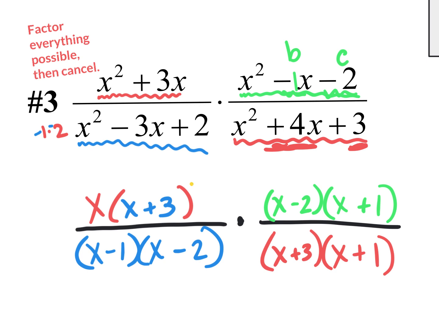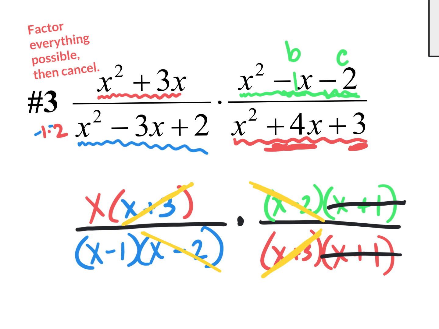X plus 3 up here will cancel with the x plus 3 down there. X plus 1 down here will cancel with the x plus 1 up there. Anything that is alike on top and bottom will cancel. The x minus 2 over here on top will cancel with the x minus 2 down here on the bottom.